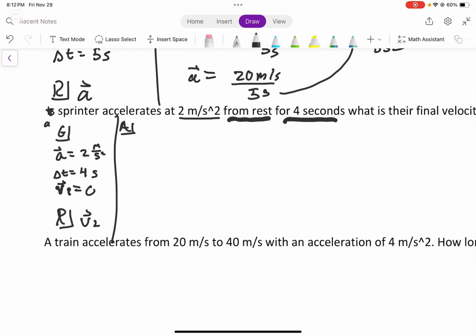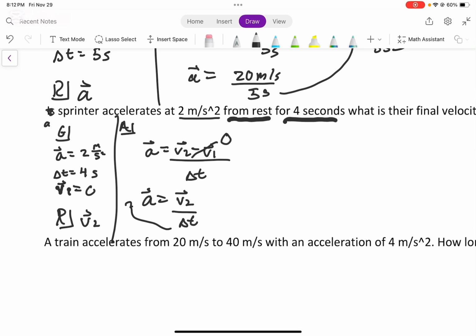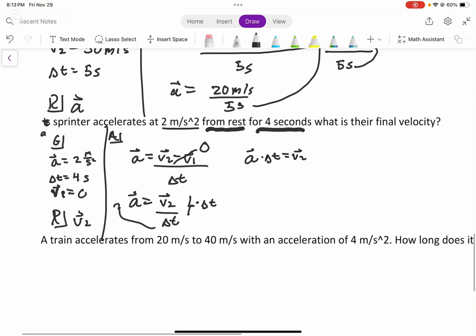Now we can go analysis, and we can go acceleration is equal to v2 minus v1 over delta t. But v1 is 0, so we can just drop out that term completely, because that zeroes out. So we can put acceleration is equal to v2 over delta t. From here, we want to get this v2 up here onto the other side, so we can just multiply by delta t, and now we have acceleration times delta t is equal to v2 vector. And now we have our final velocity, and we can just do the solution.